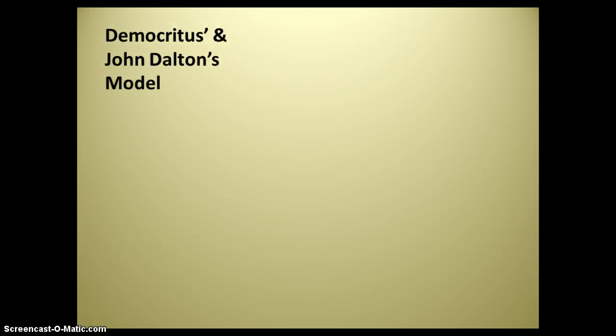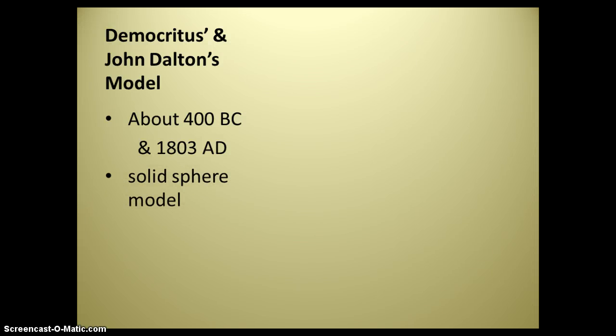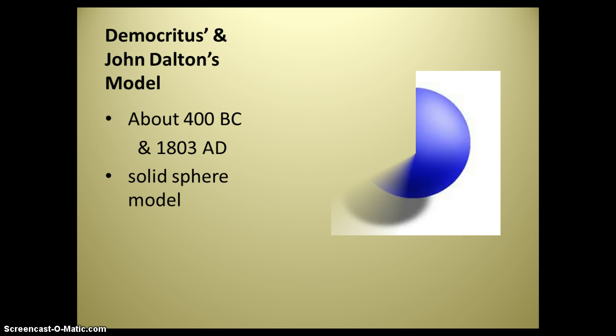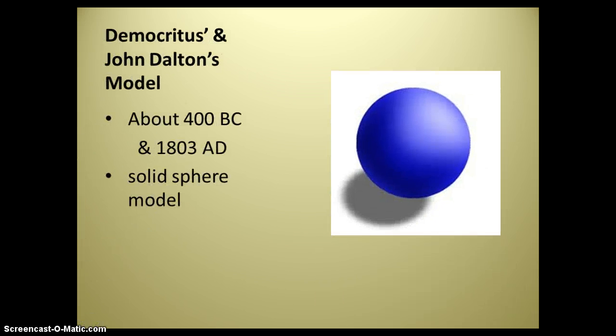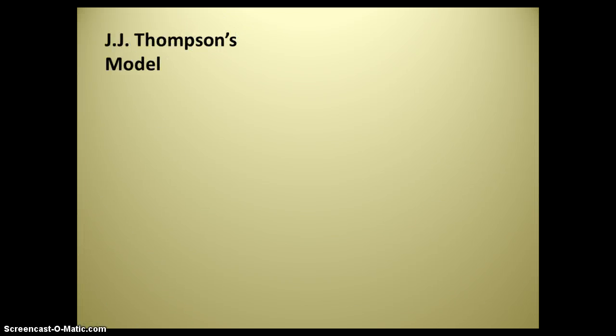So first up are Democritus and Dalton's model. And theirs was about 400 BC and then again in 1800 AD. They had the solid sphere model. So it was kind of like a pool ball. Which we know is now not the case because J.J.